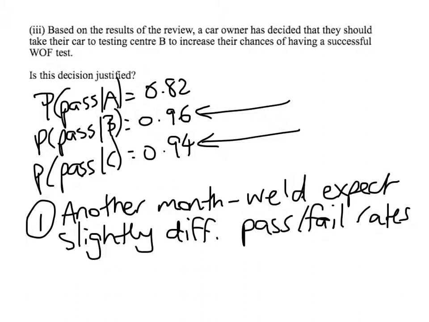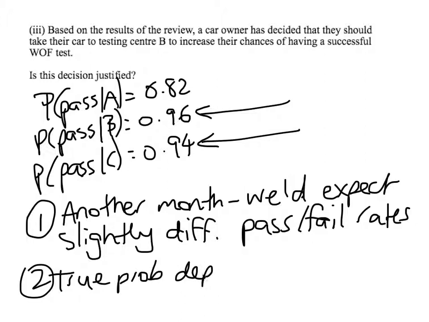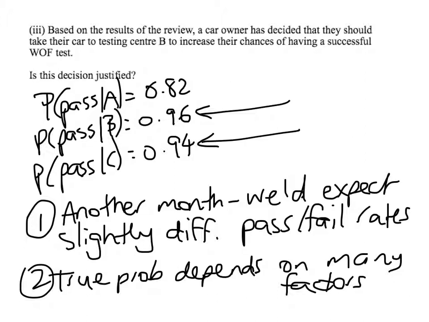And what it comes down to is that we don't have any information about the types of cars or the types of driving behaviour at the three different centres. So when we try and find a probability estimate, we're trying to estimate the true probability of a car passing a warrant, right? So true probability depends on lots of factors. And the chances that this car owner's car passes at test centre B may well be exactly the same as if she takes her car to test centre A.